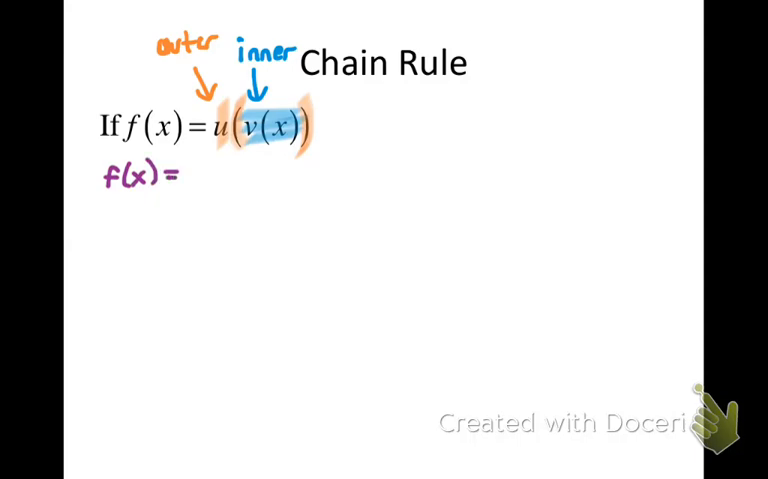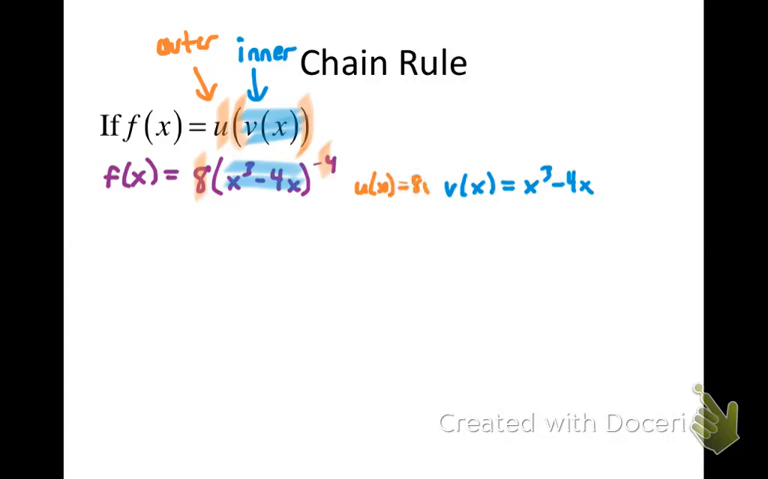Let's say that f of x is equal to 8 times (x cubed minus 4x) to the negative fourth power. What are the two functions that we'd be referring to, the inner function and the outer function, or the u of x and the v of x? Well, the inner function is just what you see in the parentheses right here, in this case x cubed minus 4x. And so according to the rule that I have, I could call that v of x. We could say v of x is equal to x cubed minus 4x. And then the outer function would be 8x to the negative fourth power. And so we would say that our u of x is equal to 8x to the negative fourth power.